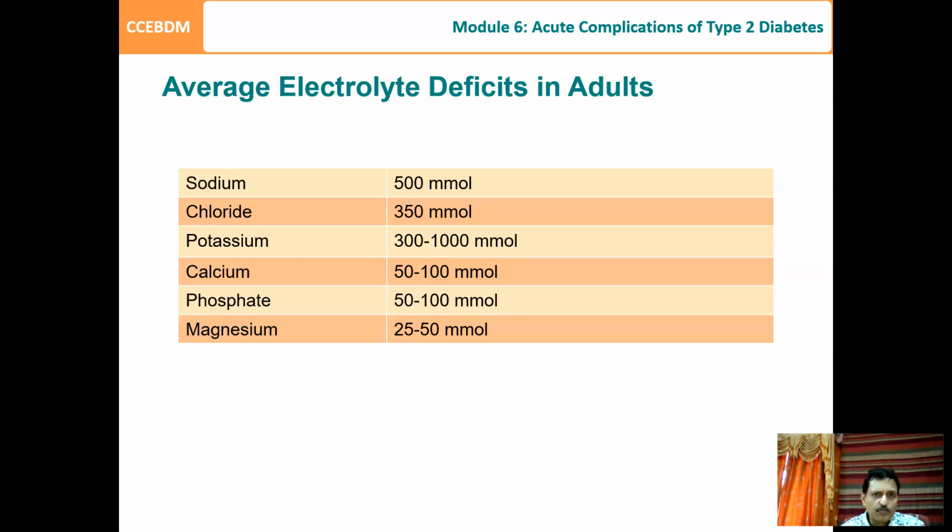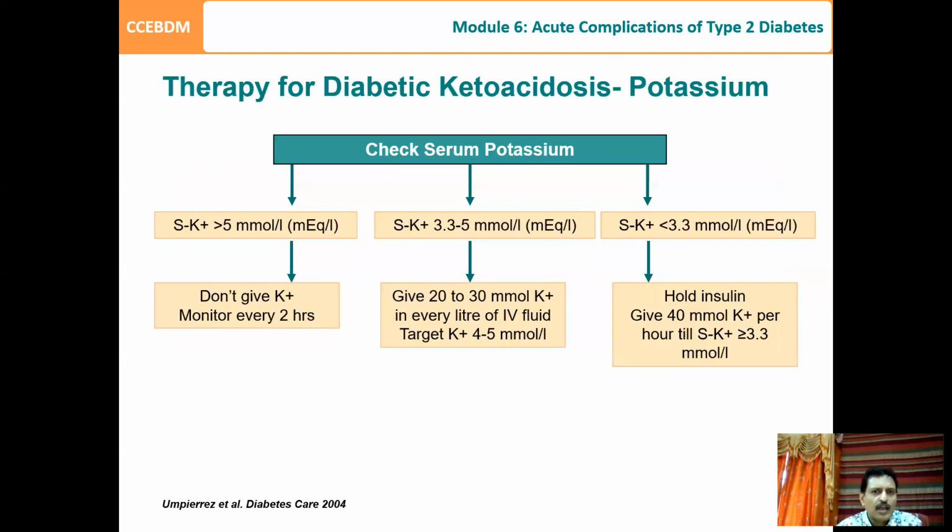So the intracellular potassium deficit has to be corrected, and once you start giving the insulin infusion, the potassium from the extracellular space will keep entering inside the cell, and there is a development of hypokalemia, which we can follow. And once there is hypokalemia, we need to replace the potassium in our patient.